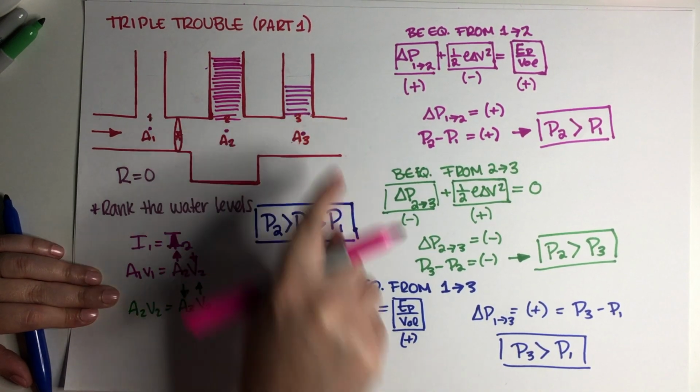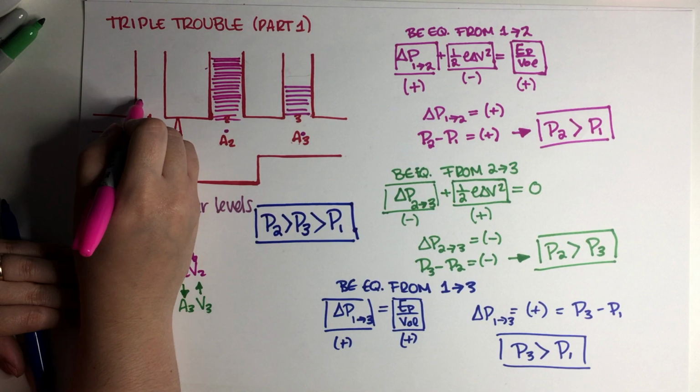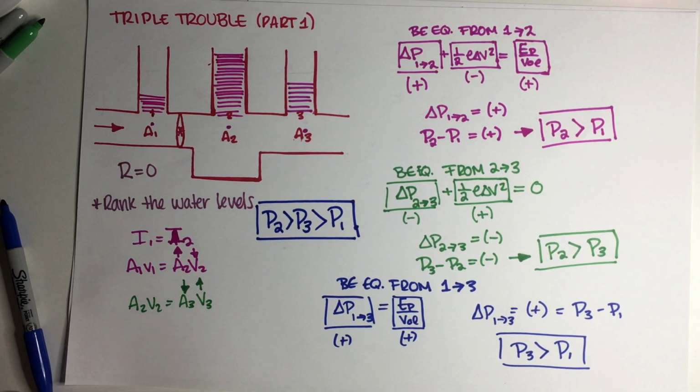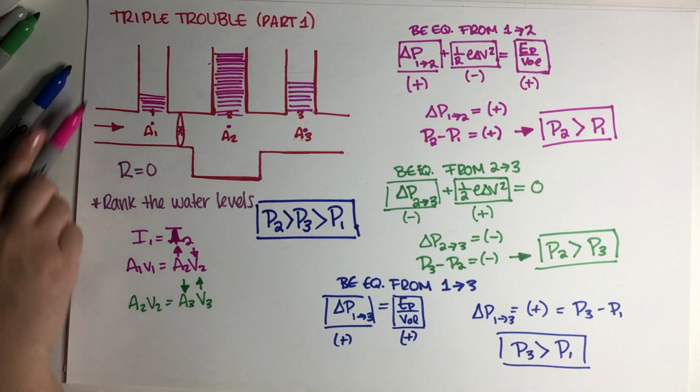And then 3 needs to be the second highest, and then I just need to be careful that 1 is the lowest. So there we go. So this basically finishes up the first part of the problem.